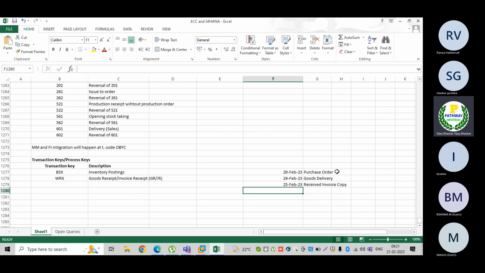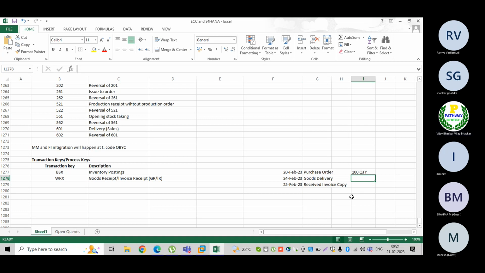Here, let us assume for the purchase order, understand the concept here. Once again, I am repeating, please try to concentrate here. The purchase order I have placed is for 100 quantity. I don't know about the price and all. I have placed for the 100 quantity.